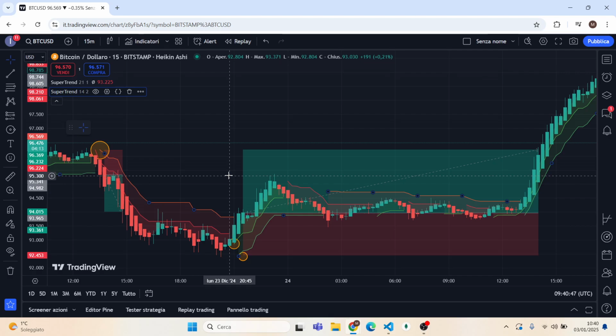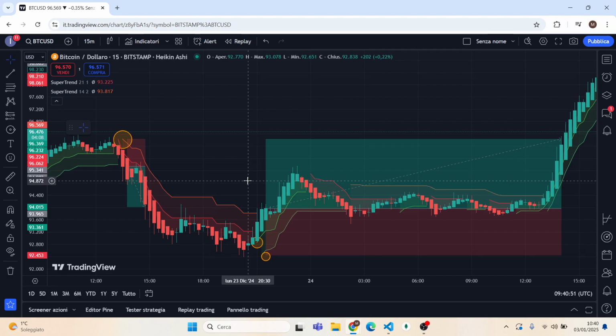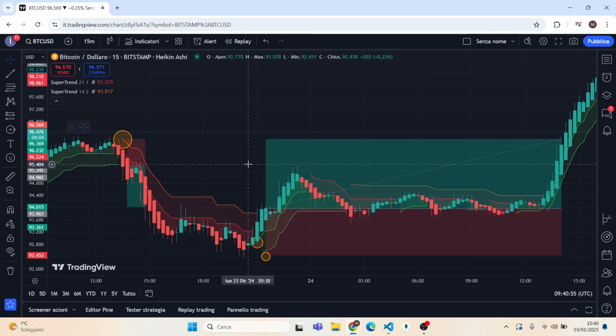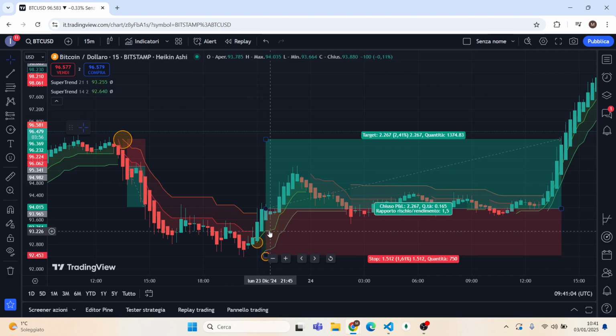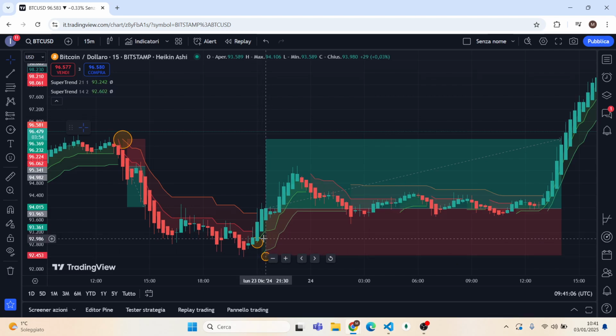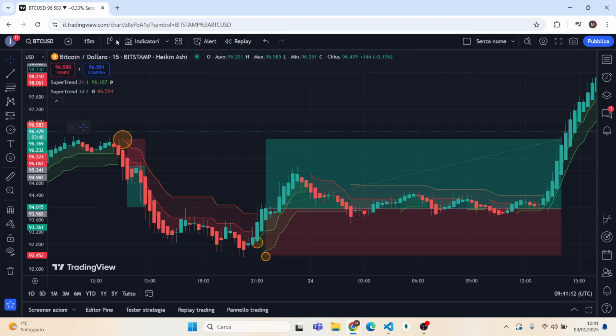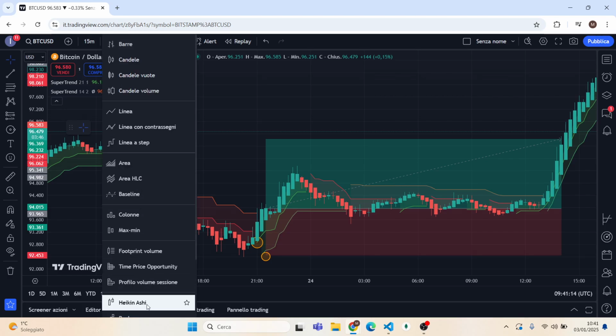Okay, the strategy is very easy to follow. So as you can see here we have a long trade. In order to open a long trade you have to put on your chart these two super trends and then you have to check that both of them turn green. As you can see here both of them turn green, so you can open your position at the last close. I didn't mention that, but I'm using a Heikin Ashi chart.